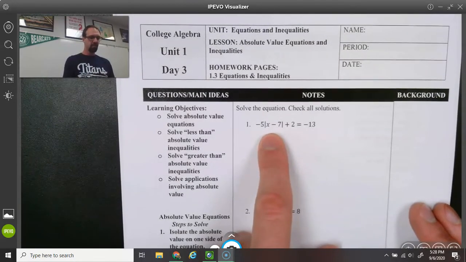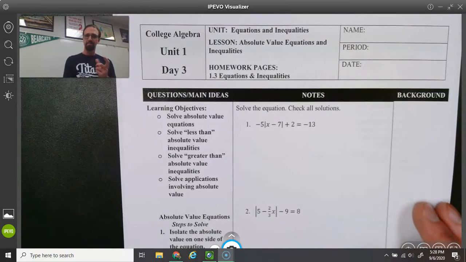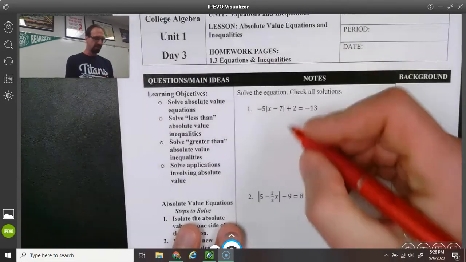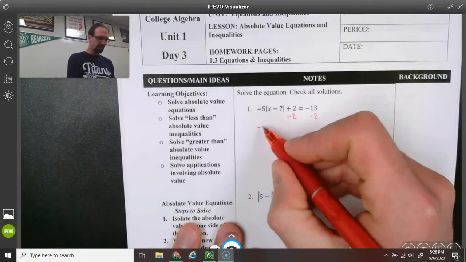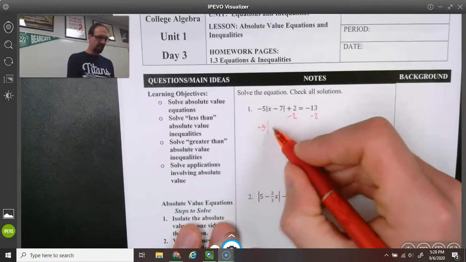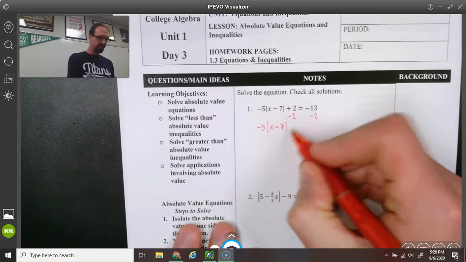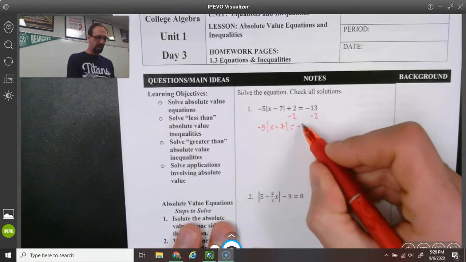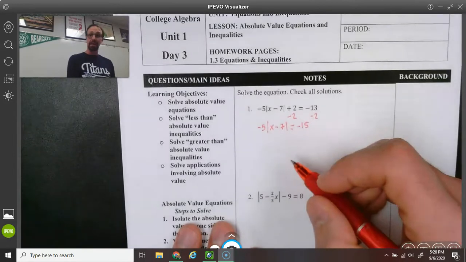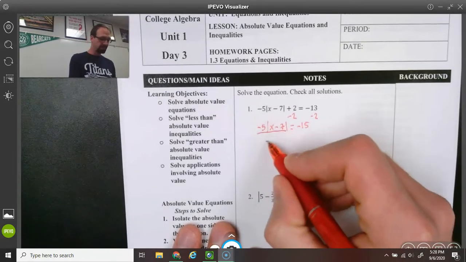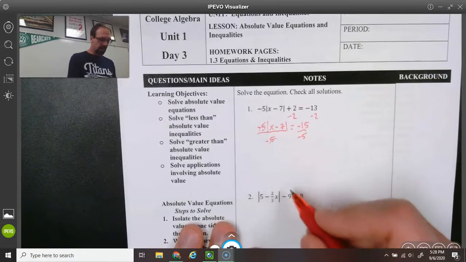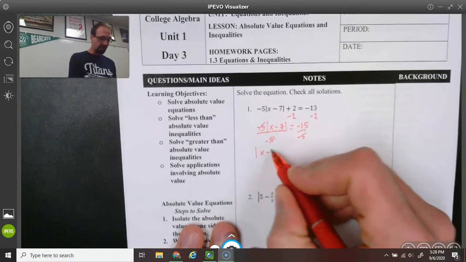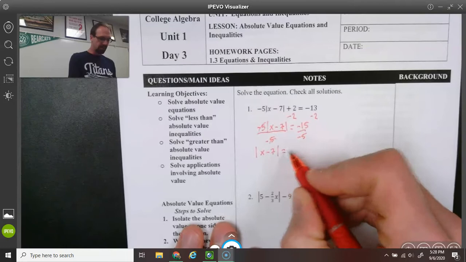So here, we want to isolate the absolute value part. So we're going to just get the absolute value part by itself. So I'm going to subtract 2 on both sides. So I have negative 5 times the absolute value of x minus 7 is equal to negative 15. Now I need to divide by negative 5 on both sides. And then we're left with the absolute value of x minus 7 is equal to 3.